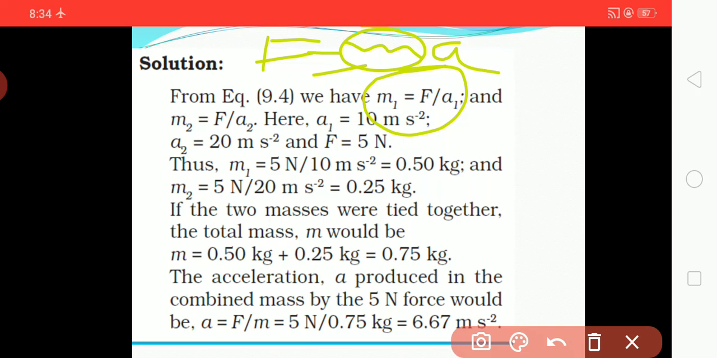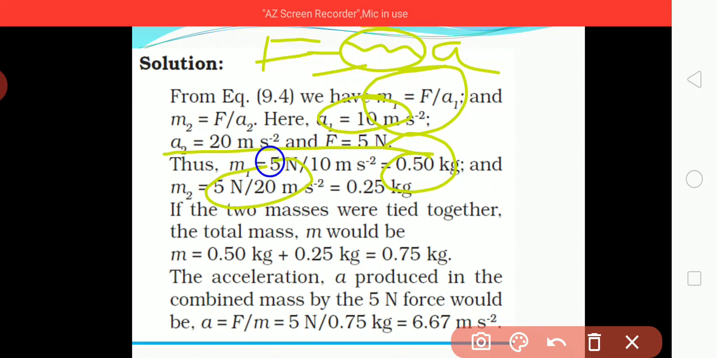Okay, so for that acceleration which we have given 10 meter per second square in the question only, and in the same way a2 is 20 meter per second square and F is 5 Newton. Thus m1 is equal to 5 Newton upon 10 meter per second square, so it will be 0.50 kg. Same way if we find m2, it will be 5 upon 20, because in that acceleration is changing, so 0.25.